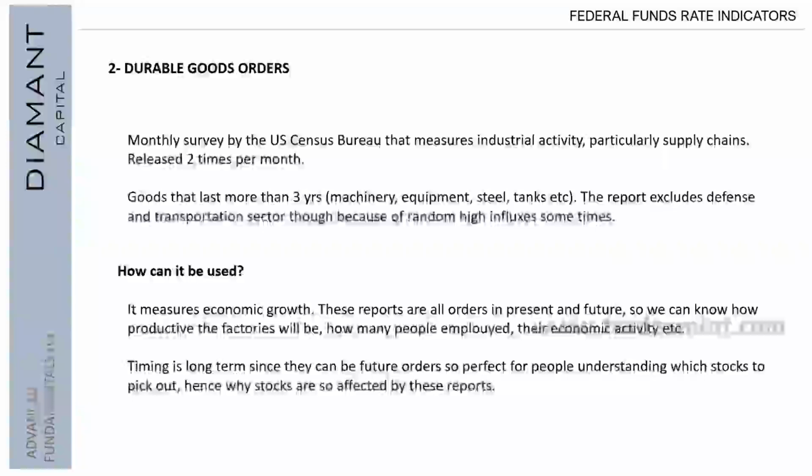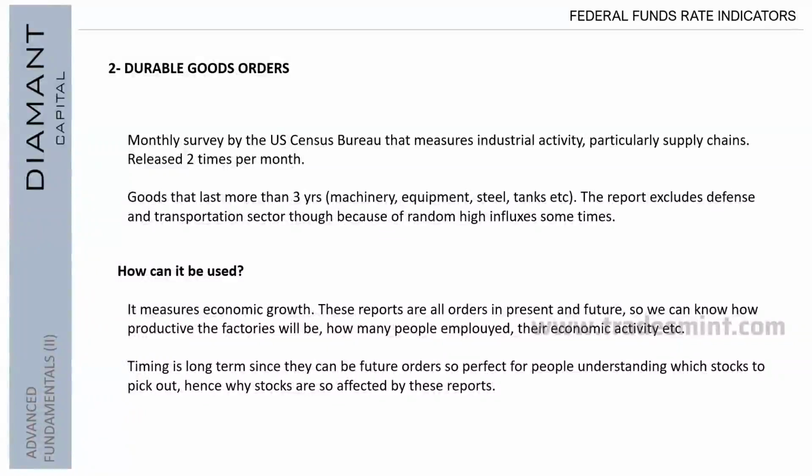So the second indicator that they mainly look at is the durable goods orders. So a monthly survey by the US Census Bureau that measures industrial activity, particularly supply chains. This is released 2 times per month. So the goods that we're looking at are the goods in particular that last more than 3 years. So what that includes is machinery, equipment, steel, tanks, and etc. The report excludes defense and transportation sector because of random high influxes sometimes.